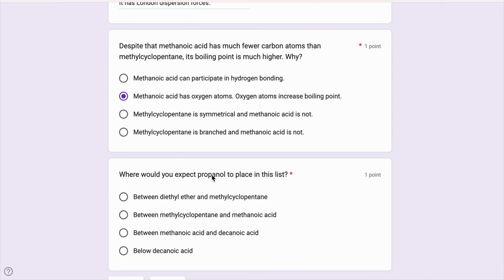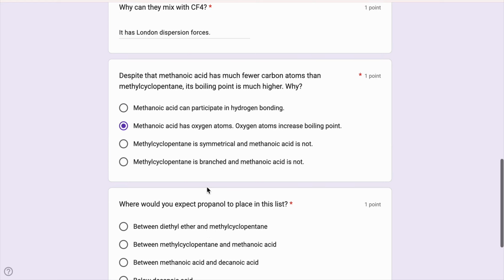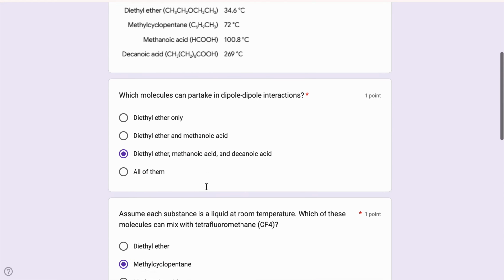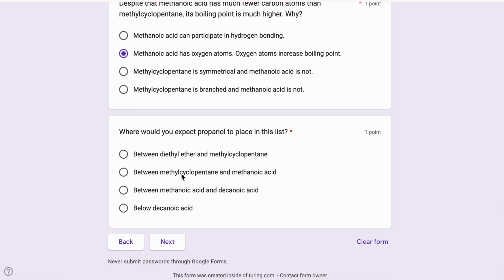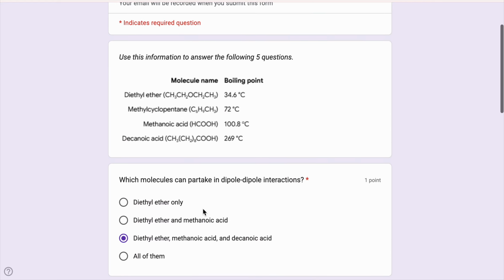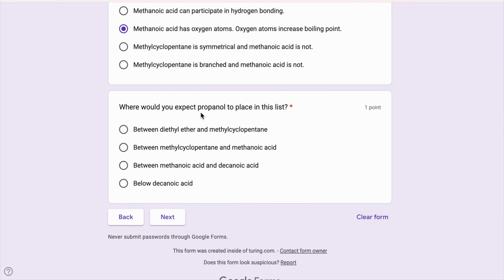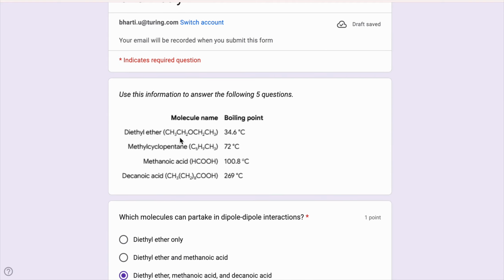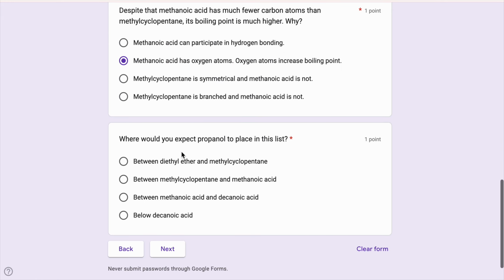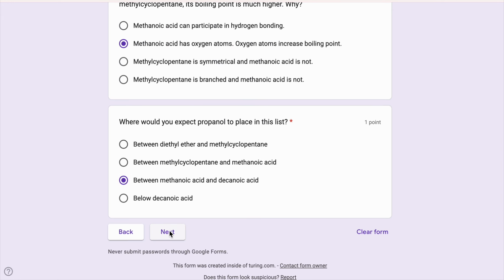Where would you expect propanol to place in this list? Between diethyl ether and methyl cyclopentane, between methyl cyclopentane and methanoic acid, between methanoic acid and decanoic acid, below decanoic acid. That is, we have to place propanol. Between methanoic and decanoic acid.